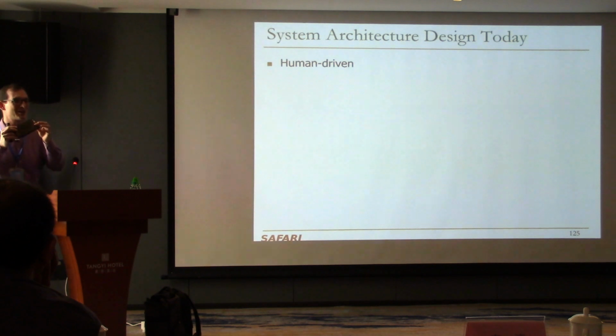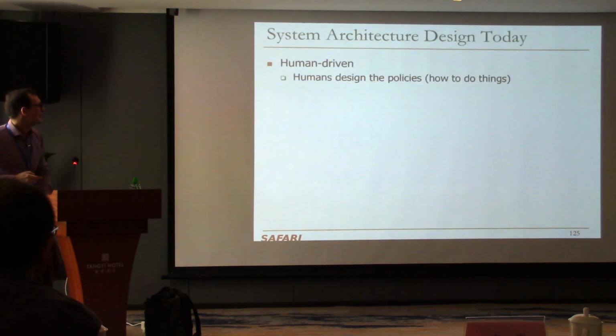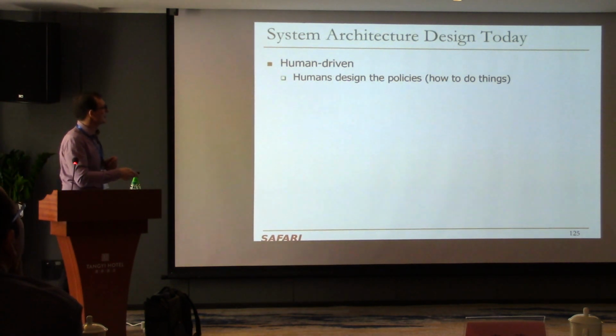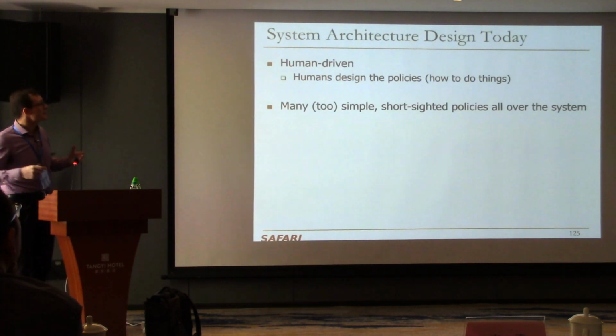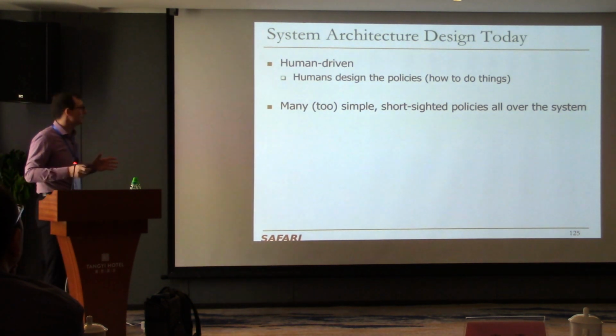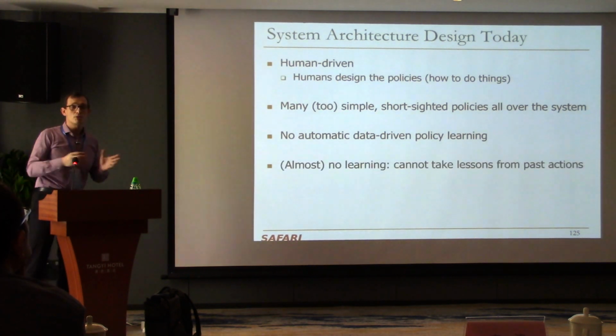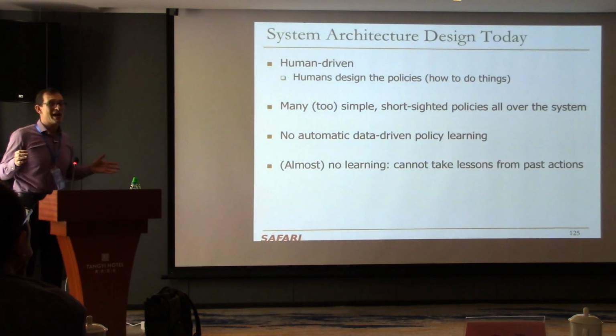Actually, we should feel sorry for ourselves probably, because we're using these devices that don't learn anything in the end. So humans designed the policies, how to do things. As a result, we have many simple, short-sighted policies all over the system. I would call some of them too simple. There's no automatic data-driven policy learning. In fact, there's almost no learning. You cannot take lessons from past actions.